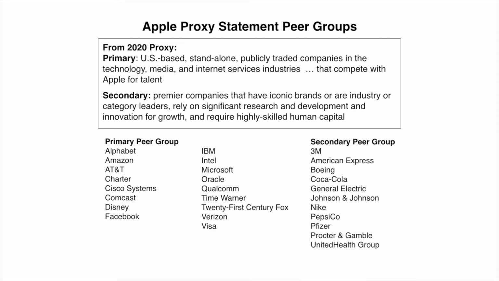One is the primary peer group you can see on the lower left, and then on the right is kind of a secondary group. These are companies that have less of a business resemblance to Apple than the ones on the left, but have sterling reputations and would be aspirational in terms of their benchmarking.